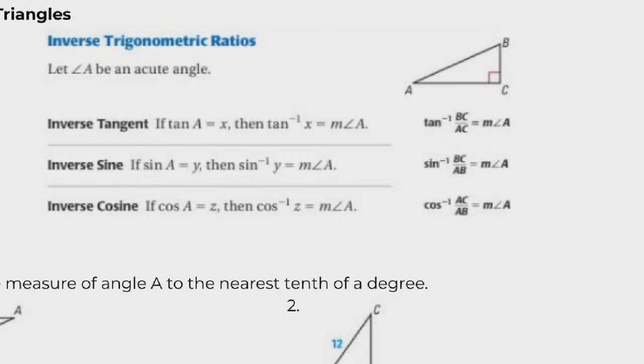Before, it was like tangent of A is opposite over adjacent. So if we want to find the measure of angle A, you would do tangent inverse of opposite over adjacent, which would give you the measure of angle A. And you can do that for all three of the trig functions.